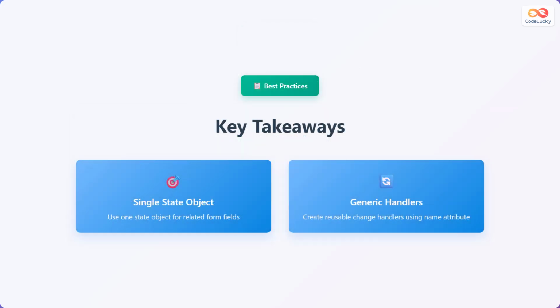Let's summarize the best practices for handling multiple form inputs. First, use a single state object to group related form fields. This simplifies state management and makes your code more maintainable. Second, create generic change handlers using the name attribute of the input elements. This avoids the need to write separate handler functions for each input and promotes code reuse. By following these practices, you can build scalable and maintainable forms with clean state management in React.